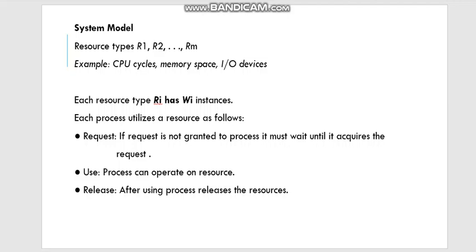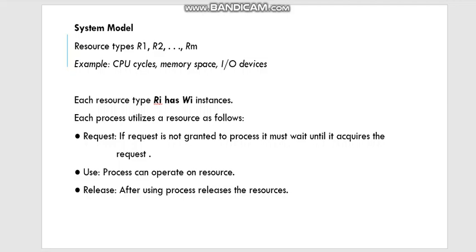So how does a process utilize those resources? It might request a resource, and after requesting, the resource is granted. It can use the resource. After operating on that resource, it can release the resource. So it happens as a three-step process: request, use, and release.